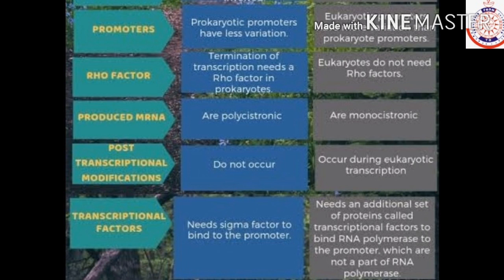Next, transcriptional factors: in eukaryotes, various proteins are required that attach to the promoter region with the RNA polymerase for the initiation process. But in prokaryotes, the sigma factor binds to the promoter region for the initiation of the transcription process.